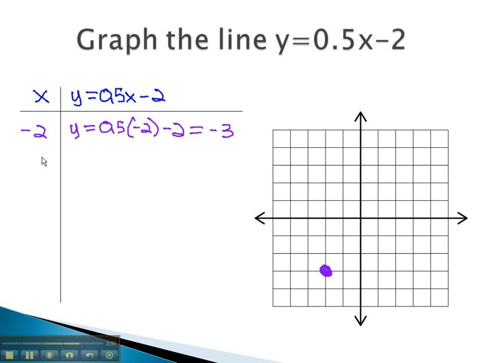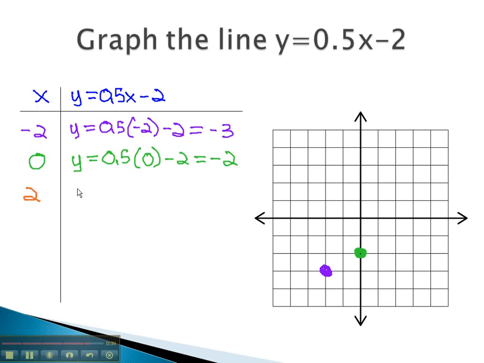Let's plug 0 into this equation. Now the equation becomes y equals 0.5 times 0 minus 2. Working this out, we get -2. This means when x is 0, y is -2. Graphing this on the coordinate plane, 0 for x, -2 for y, we get our next point.